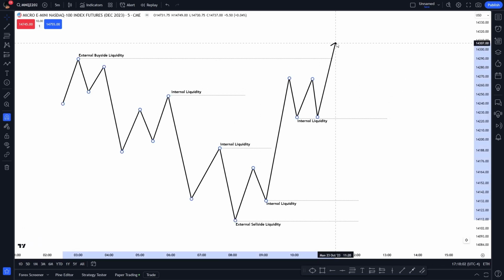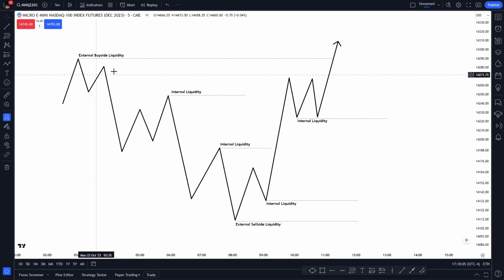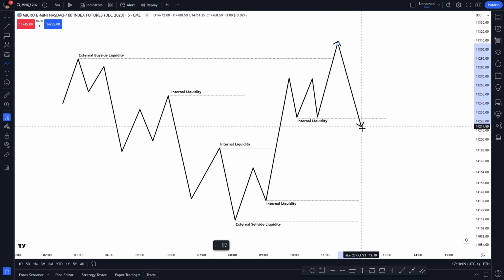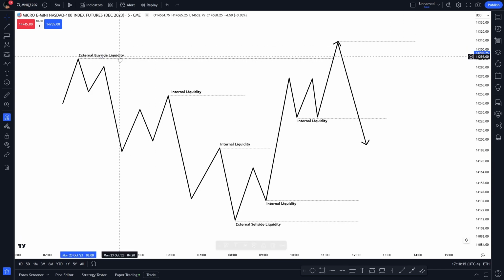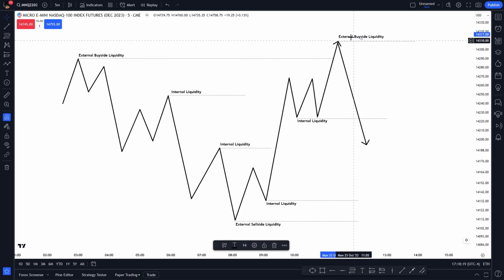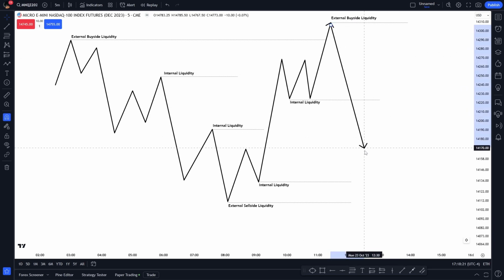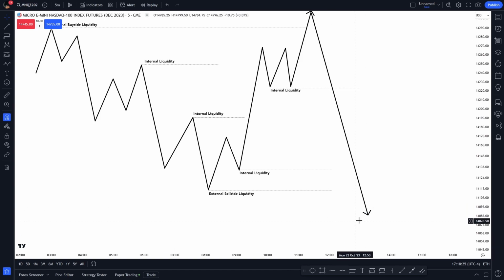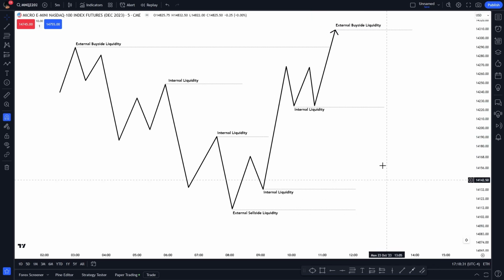But if we do this, right, we sweep the external buy side liquidity and then go down again, right? This now becomes the new external buy side liquidity of the range because this is now the highest point of the range. And the same here. Let's say we go all the way down here. This now becomes the new sell side external liquidity because this is the new lowest point of the range, right? And why is this important?